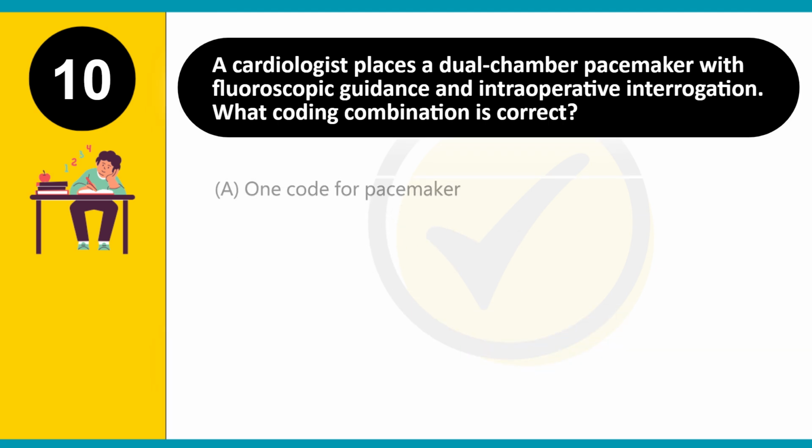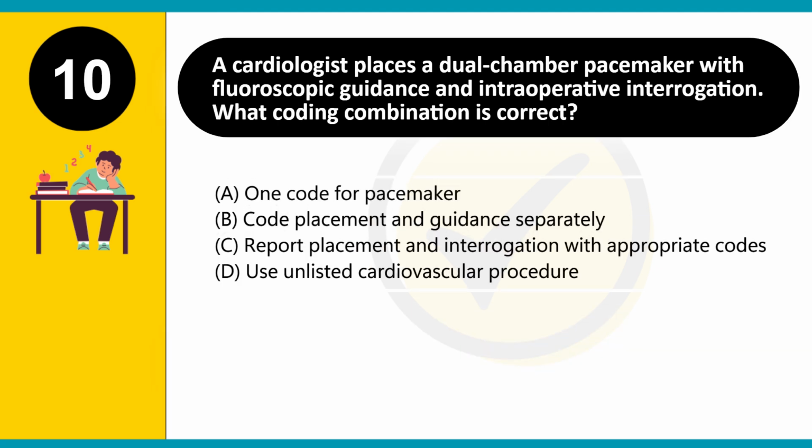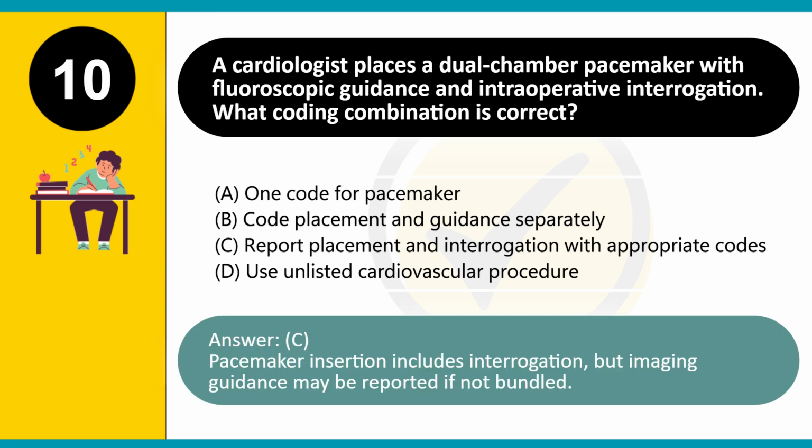A cardiologist places a dual-chamber pacemaker with fluoroscopic guidance and intraoperative interrogation. What coding combination is correct? A. One code for pacemaker. B. Code placement and guidance separately. C. Report placement and interrogation with appropriate codes. D. Use unlisted cardiovascular procedure. Answer: C. Pacemaker insertion includes interrogation, but imaging guidance may be reported if not bundled.